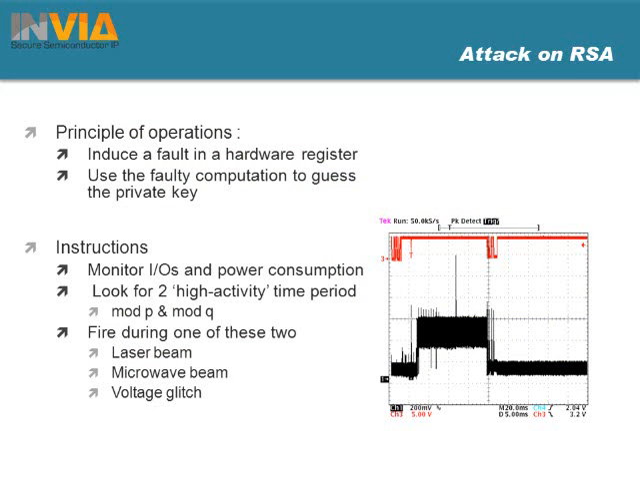You're going to induce a fault in a hardware register at the precise time where you are doing the calculation with one of the modules. So you're first going to monitor the I/O and the power consumption. You're going to look for two high activity periods that are visible in here. And these two high activity periods will correspond to the calculation module Q and the calculation module P. And you're going to try to fire your laser or your microwave beam or your voltage glitch or whatever during one of these two, which is pretty easy because they are very identifiable.